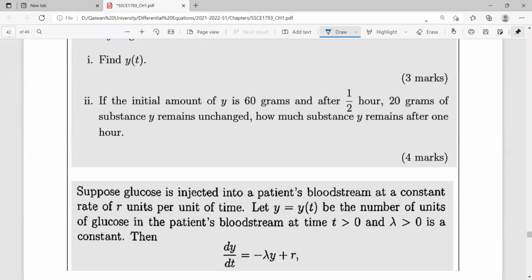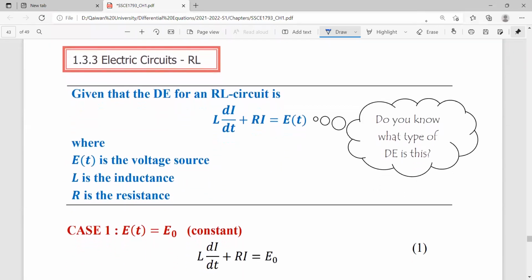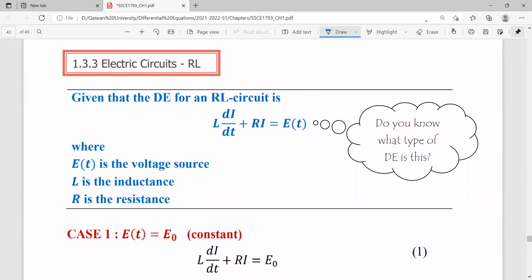Now there are some exercises for yourselves. Now we have another application of first order differential equations. This application is about the electrical circuit RL.